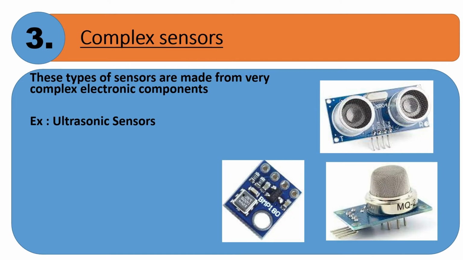Now next is complex sensors. So these types of sensors are made from very complex electronic components, and sometimes you will find difficulty in using them, but for using these types of sensors we have different libraries. Now what are libraries? Libraries are pre-written code that help you to use these sensors. You don't need to write big code for using the sensor, you just need to use the library and 1-2 lines from that library.